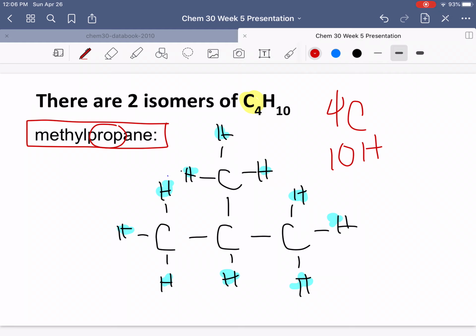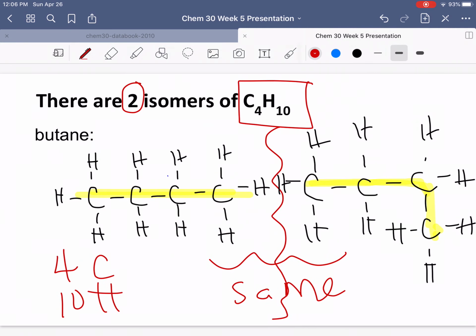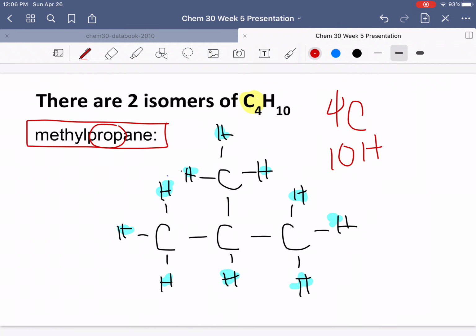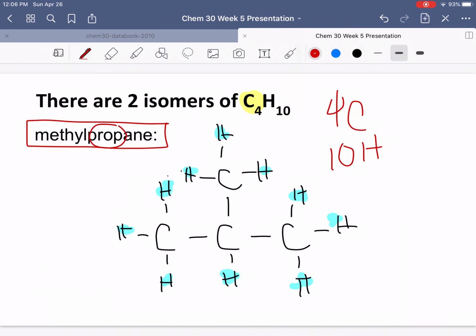Structure-wise, though, this is quite different. So look, here's methylpropane, C4H10. Here's butane, C4H10. Identical molecular formula, quite different structure. This one's in a nice row. This one, not so much. I cannot draw one straight line of carbons. I end up instead with a situation like this. So definitely different.